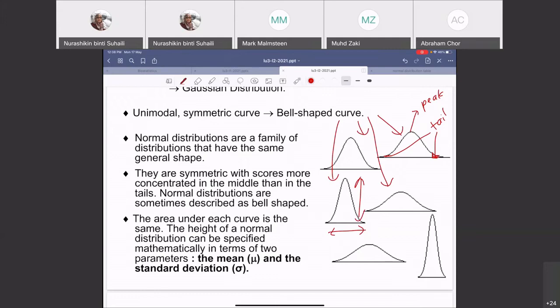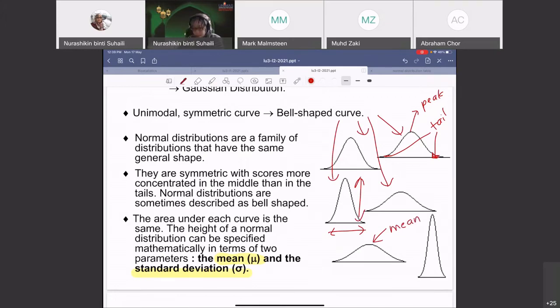So what are the important parameters when we talk about the normal distribution? There are two things. The first one is the mean, and the second one is the standard deviation. So what is the mean? The mean refers to the peak. This is the mean.